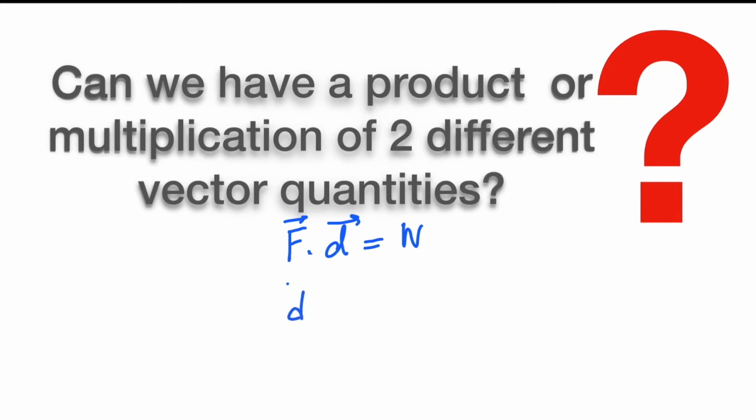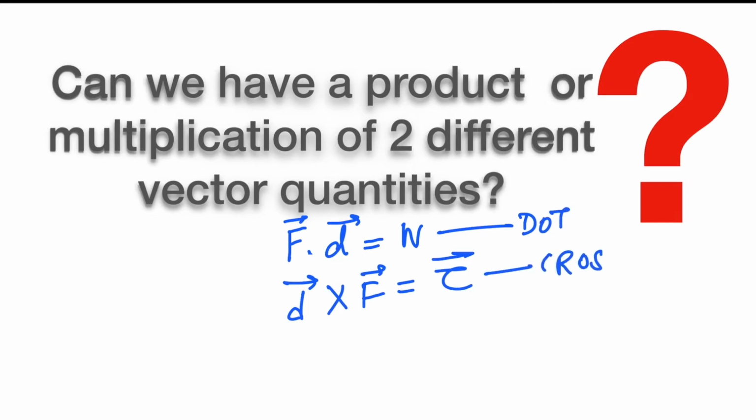But if you multiply displacement as a cross product with force, it will give you another vector quantity known as torque. The first one is the dot product and the second one is the cross product. In today's session, we'll talk about and understand the different aspects of the dot product.